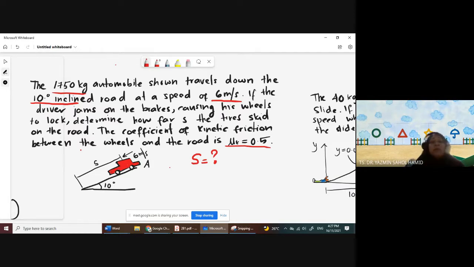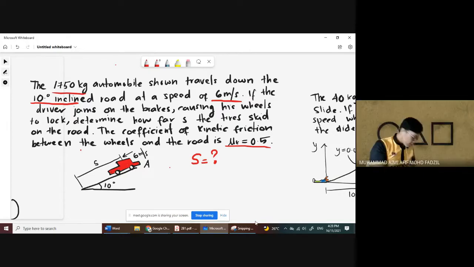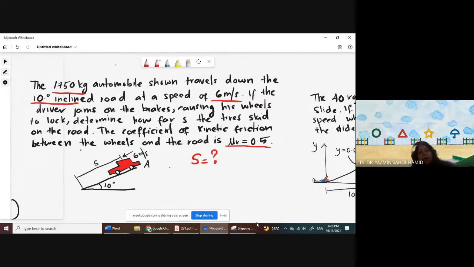But however, to find S, the constant acceleration formula has an A, so you need to find A. But it's okay. Now we solve the problem using work energy, and then after this I'm going to show you that the same question can be solved using the constant acceleration formula. Okay? Okay, madam. Now we use work and energy first.